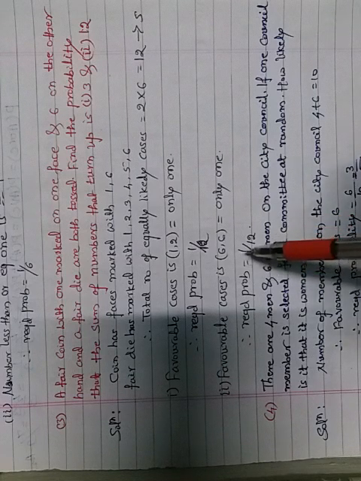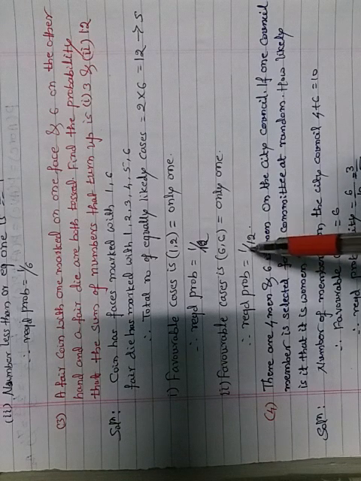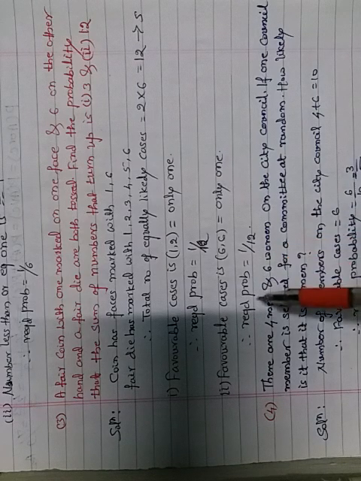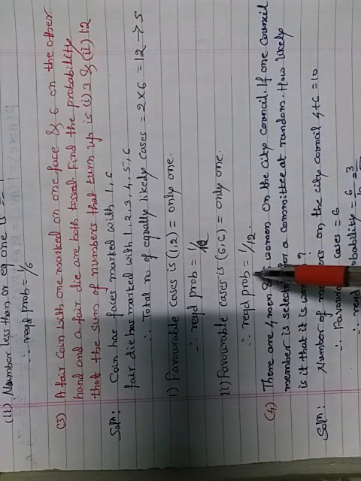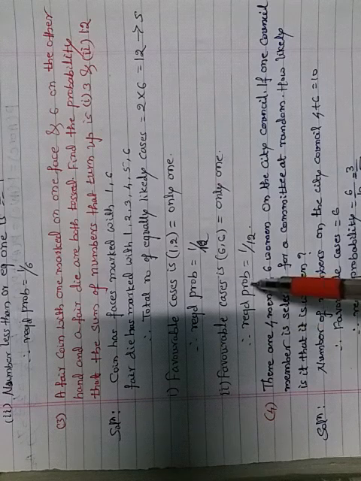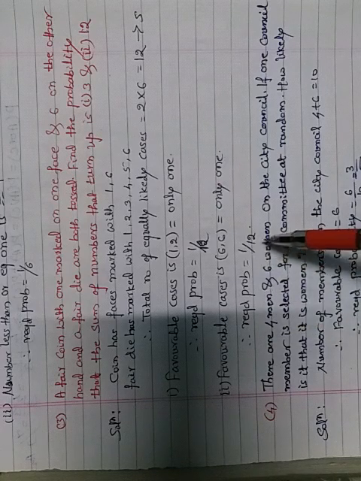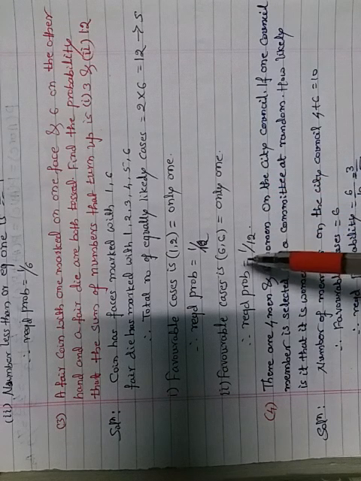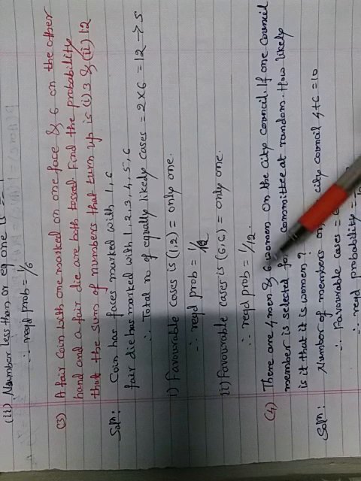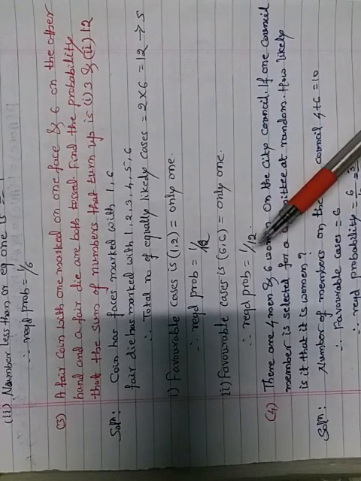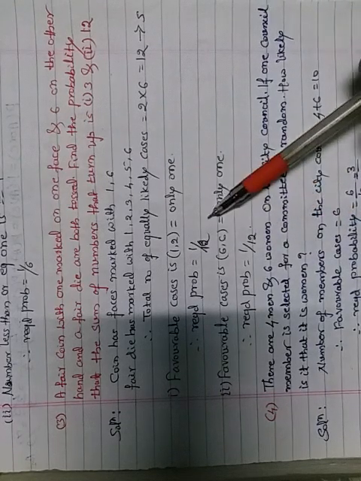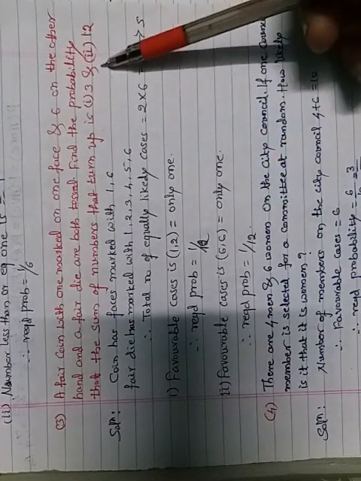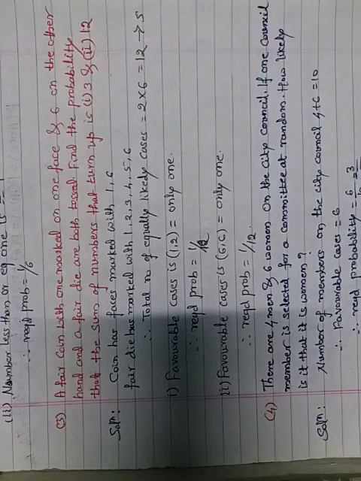That is, the number of favorable events divided by the total number of events equals the required probability. Therefore, the required probability equals 1 upon 12, because only one outcome is favorable. So this is also 1 by 12. There are two sub questions here, 3 and 12.